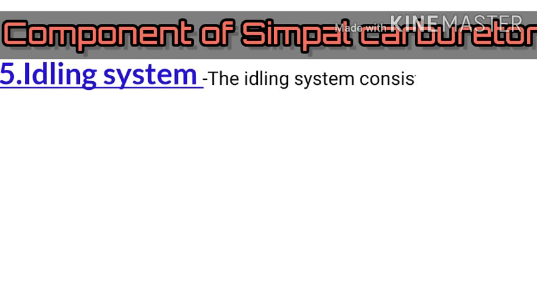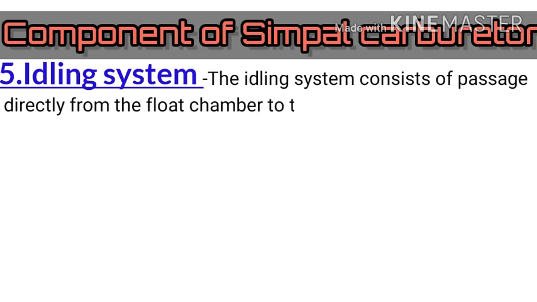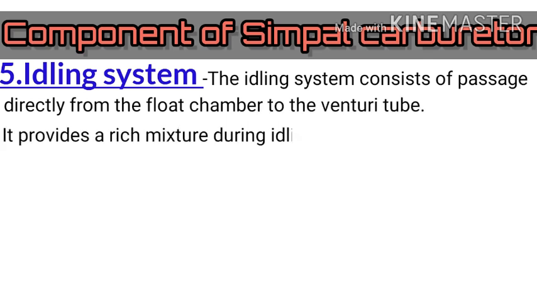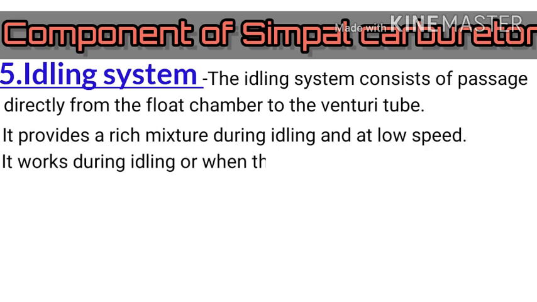Idling system: The idling system consists of a passage directly from the float chamber to the venturi tube. It provides a rich mixture during idling and at low speed. It is used during idling or when the throttle is open below 15%.